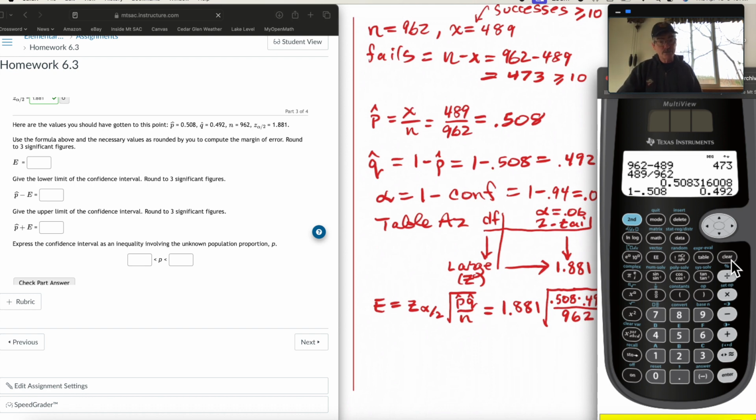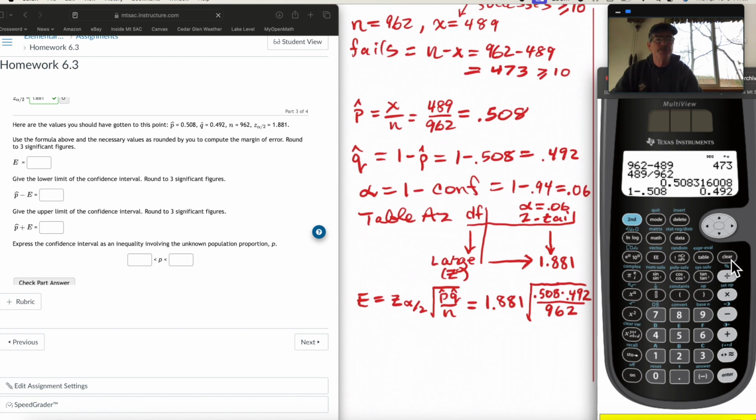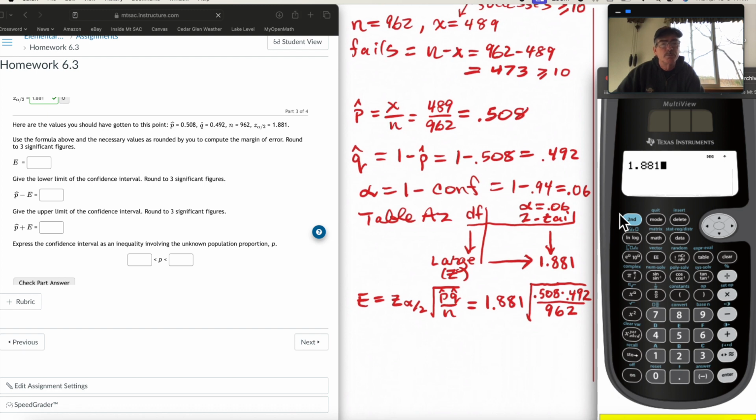Oh, sorry, it looks like I've gone off screen here. There we go. Okay, so 1.881 square root fraction 0.508 times 0.492.